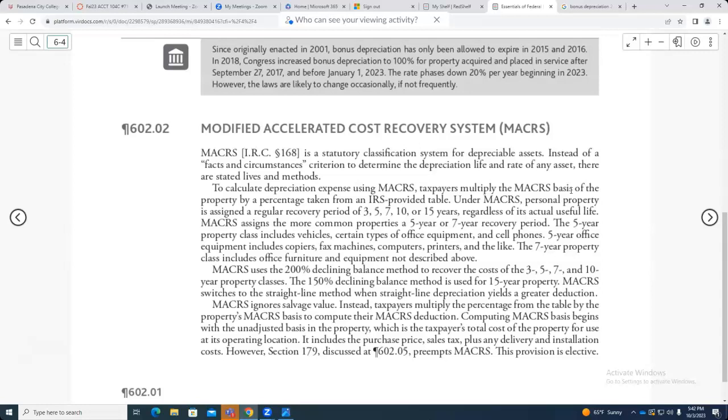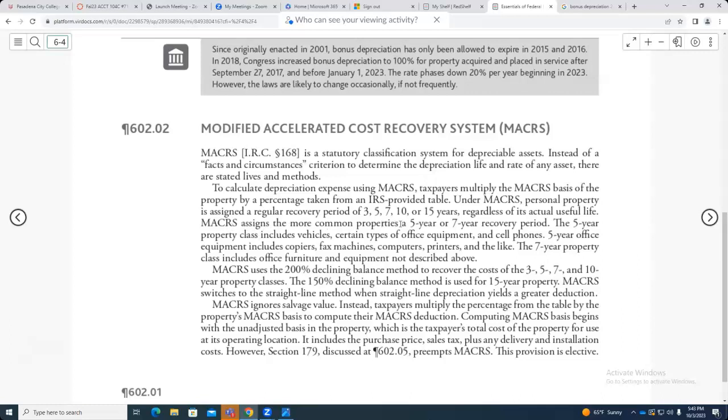So assuming you don't use the 100% bonus depreciation, you multiply the MACRS basis of the property by a percentage taken from the IRS provided tables. So they give you tables. Under MACRS, personal property is assigned a regular recovery period of 3, 5, 7, 10, or even 15 years, regardless of its actual useful life. Make sense? So you have to follow these given options: 3, 5, 7, 10, or 15. So we don't have a 4-year option. Do you see anything that says 4, or 6, 7, 8? No. This is what we have.